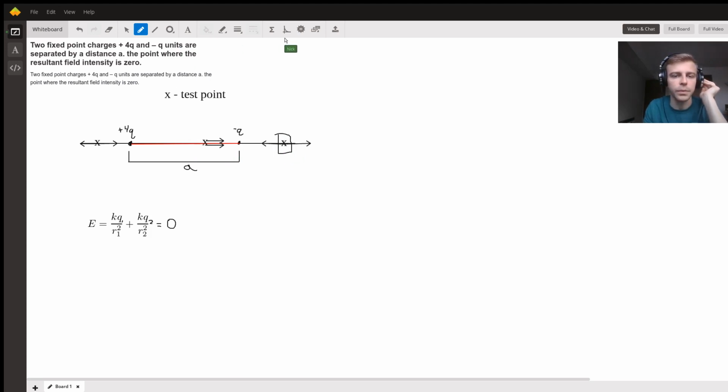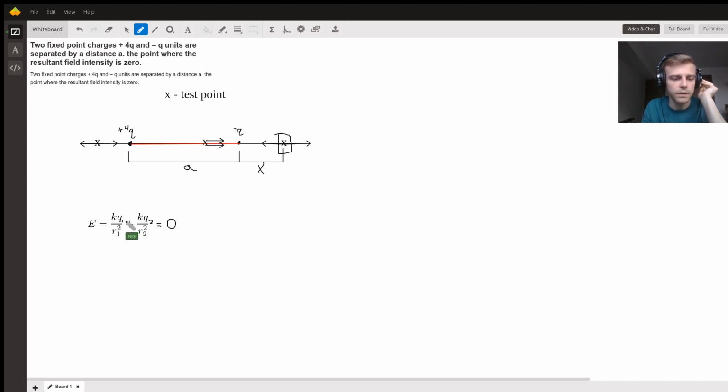Now, what I'm going to do is say that the distance from negative Q to that point is X. And this X is what we're going to solve for. We don't know A. But we can find X in terms of A. So maybe it'll be 1/2 of A or something like that.